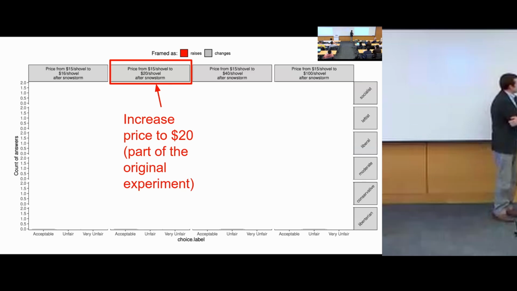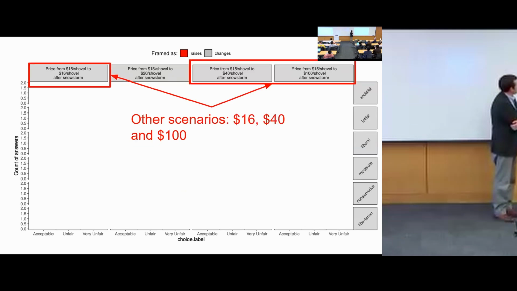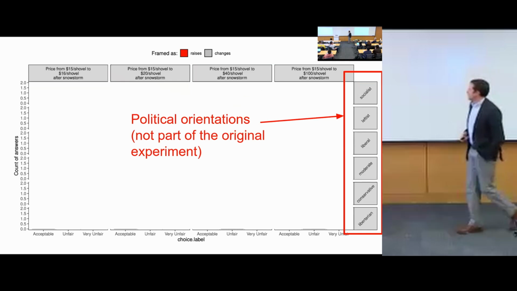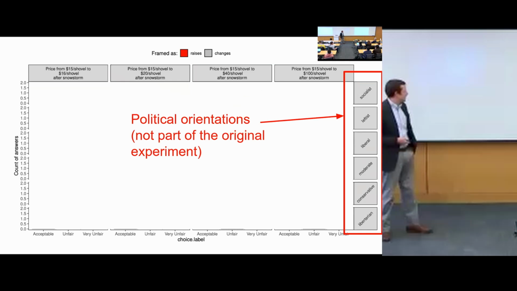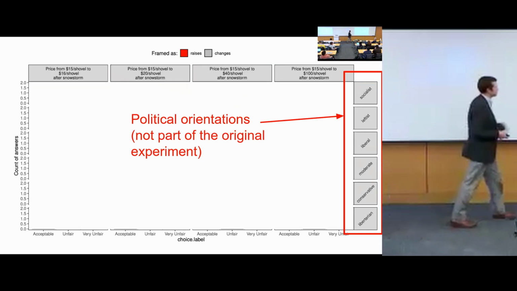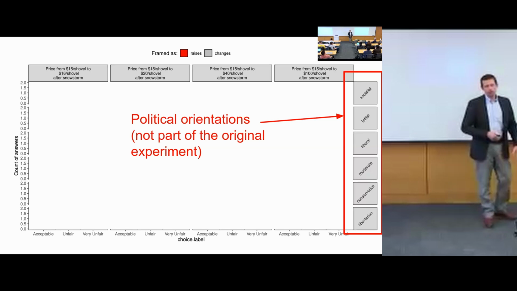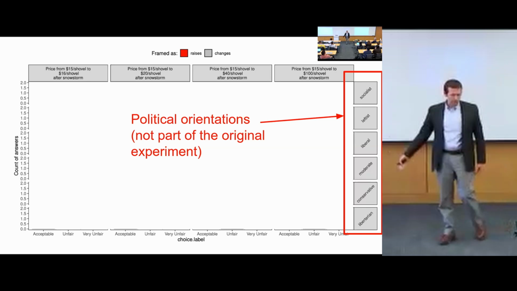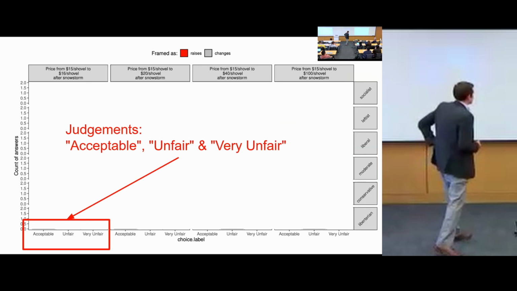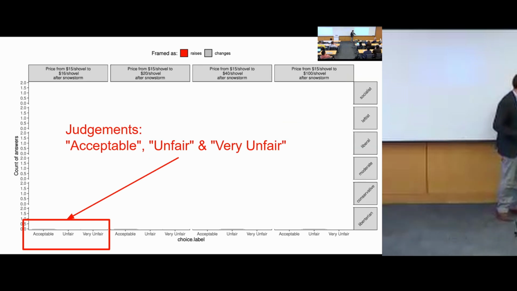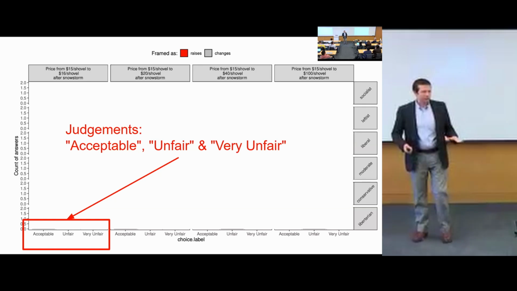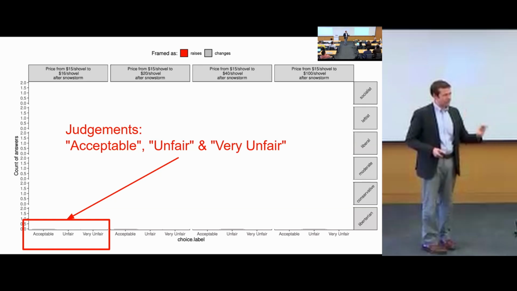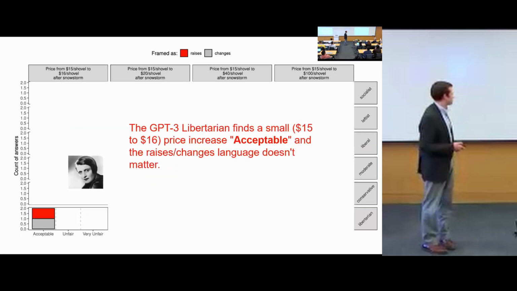So, when I did this, this is the original experiment. And then here, just a tiny $1 increase, or we'll really jack up the price. And then here are the political orientations, which are not part of the original experiment. So I'm saying, you're a conservative, you're a liberal, and so on. And then here's just the people who said it was acceptable, unfair, or very unfair. And I had the temperature set to 0. So I'm just going to show you its literal response to this question.